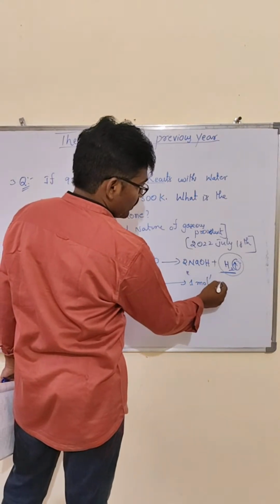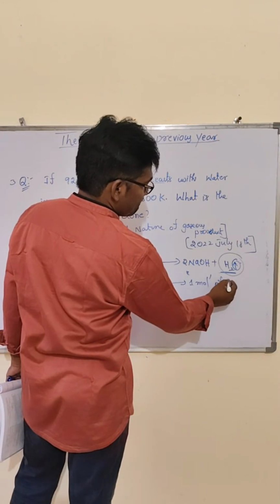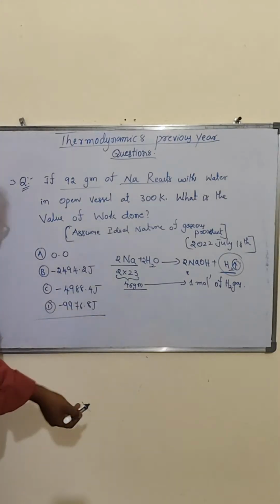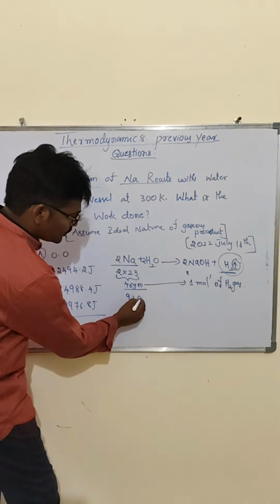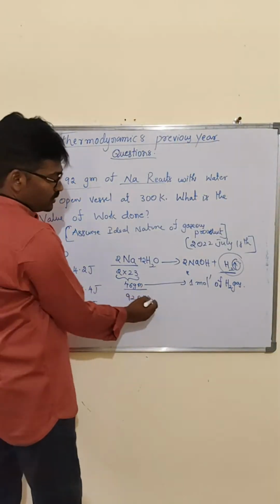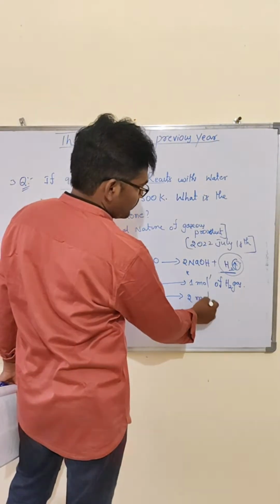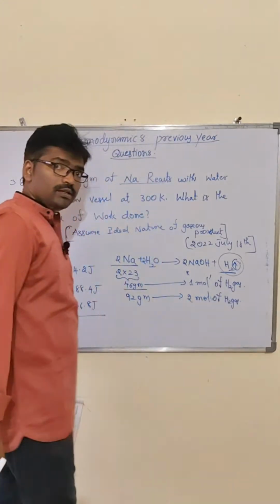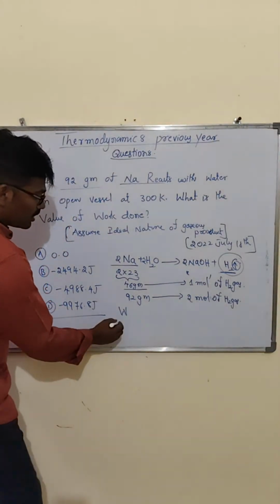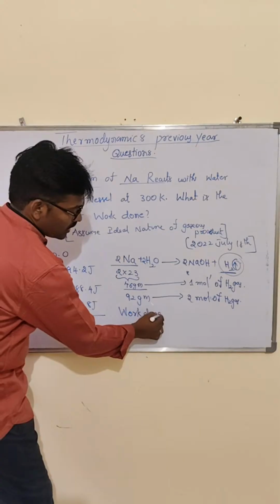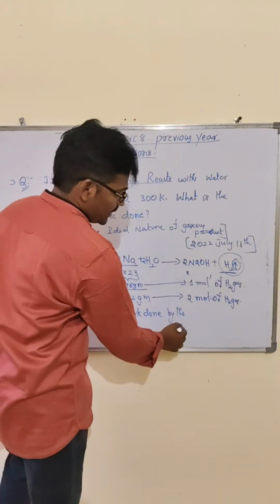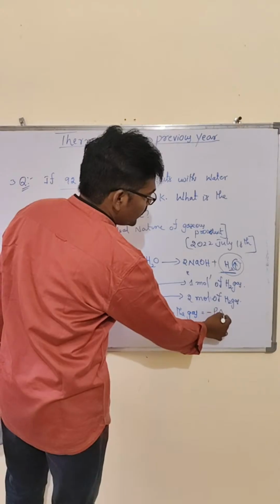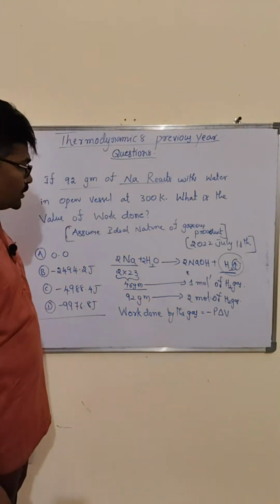But if you observe the question, it is 92 grams of sodium, which is double the 46. So here hydrogen gas also becomes 2 moles. 2 moles of H2 gas, right? Work done by the system, work done by the expansion of gas, by the gas you have to take minus P into delta V, right? Minus P into delta V.